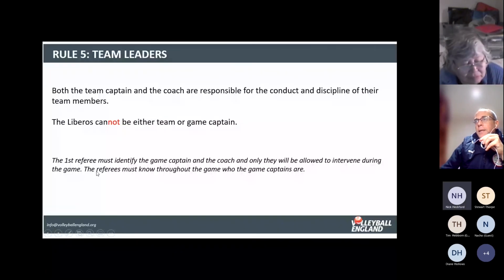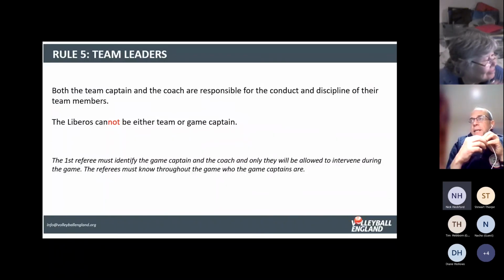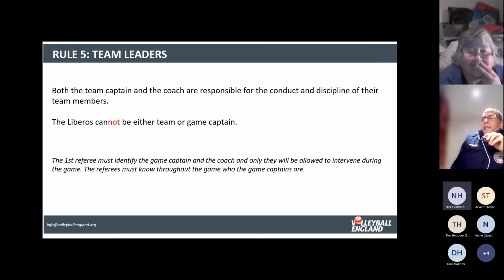Let's move on. Okay, team leaders. Both the team captain and the coach are responsible for the conduct and discipline of their team members. It also mentions that liberos cannot, at the moment, be either team or game captain. The guidelines say the first referee must identify the game captain and the coach, and only they will be allowed to intervene during the game.